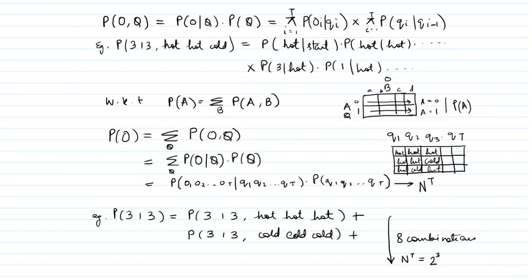Okay, so with respect to this, P of O comma Q is equal to P of O given Q dot P of Q. We can write P of O as summation on Q of P of O comma Q. This is done by the law of total probability. When we have a joint probability between A and B, we can calculate the probability of A by summing up the probabilities over B.